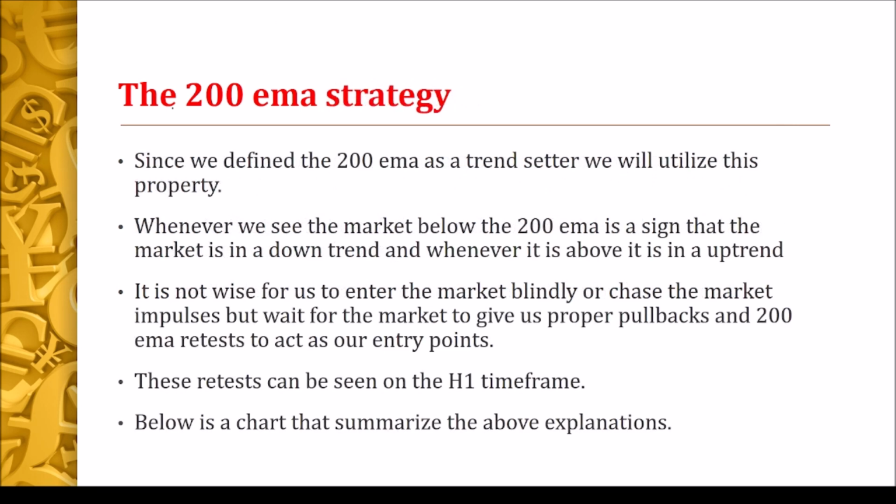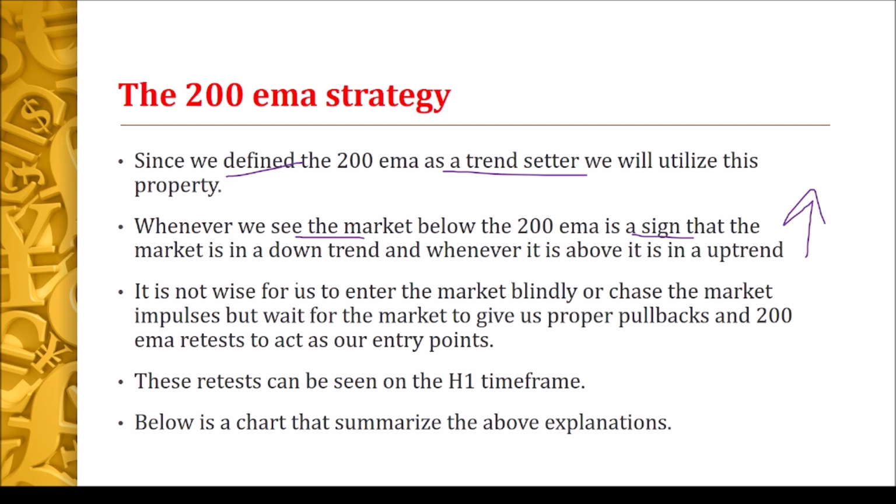So here is the 200 EMA strategy definition. Since we defined the 200 EMA as a trend setter, we'll utilize this property. Actually take advantage of the property that it can show us the 200-day move trend. So whenever we see the market below the 200 EMA, it is a sign that the market is in a downward trend. And whenever we see it above, it is also a sign that it is an upward trend.